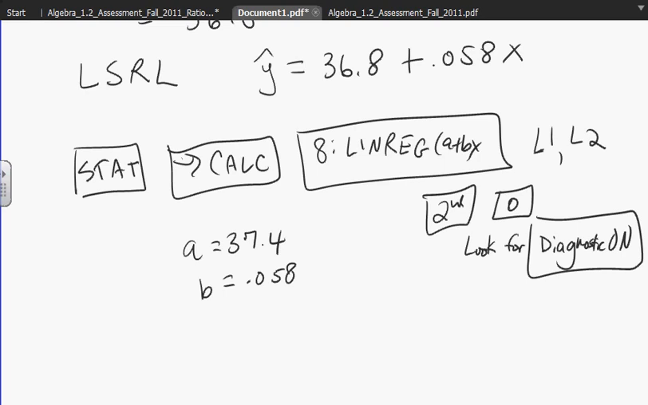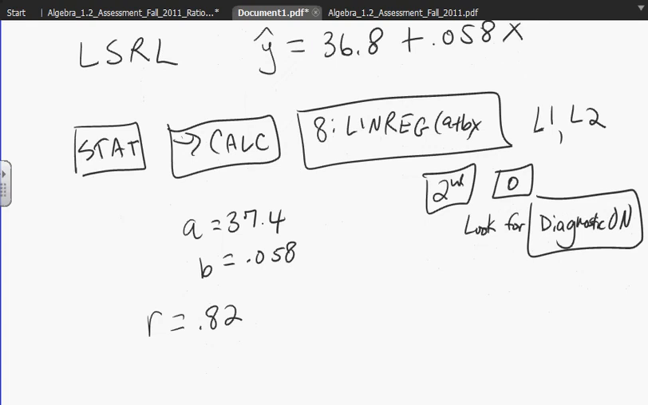Once you turn your diagnostic on, you'll need to do the linear regression command again. When you do it, it should give you an R squared and an R. We'll talk about what R squared means. But what does it say R is? 0.8248. Another difference in rounding, we got 0.83. Second, the number 0, that's catalog. And then you can get down to diagnostic on.